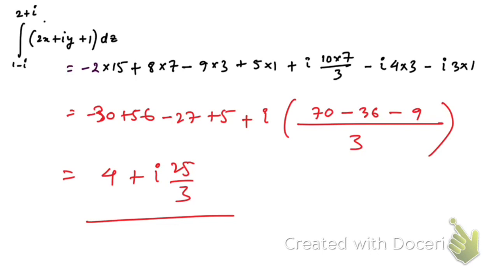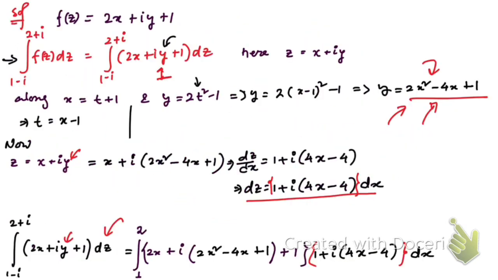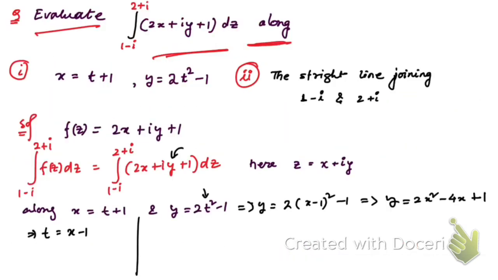Now one more part of this question is there. We have integrated it along this curve, x is equal to t plus 1, y is equal to 2t square minus 1. Now we are to integrate this along the line joining 1 minus I and 2 plus I. So here is the question. Now we need to integrate along this straight line joining these 2 points. Okay, so now let me go to the new slide.